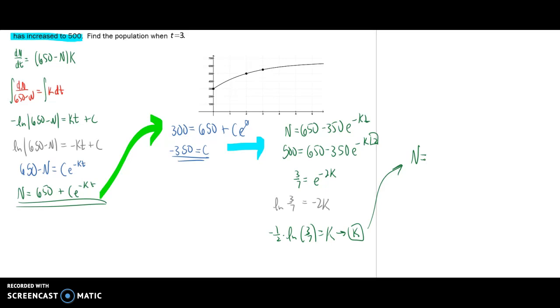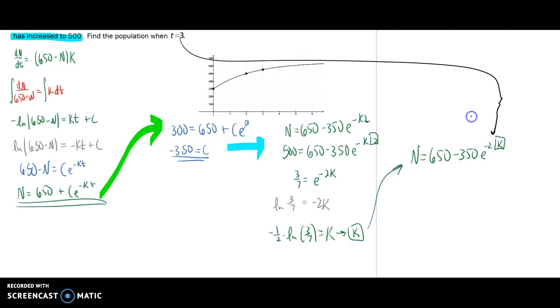Putting all of this stuff together, the number of coyotes is equal to 650, we found that out very early, minus 350, we figured that out from our initial condition, e to the negative kt, and then that stored value of k that you have in your calculator. We're supposed to figure out the population when t equals 3. So plug 3 in for, oops, it's not a 2, that should be a t. Plug that 3 in for t and evaluate that, and you should be getting about 552.